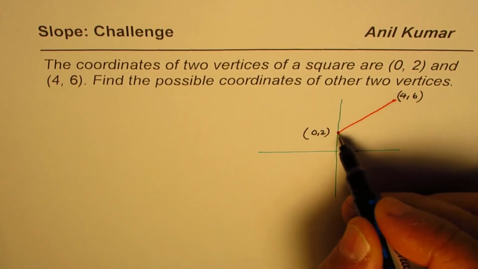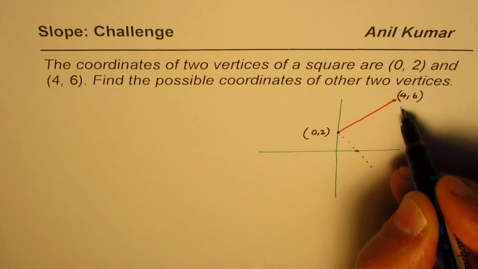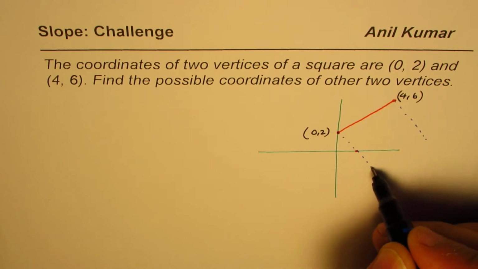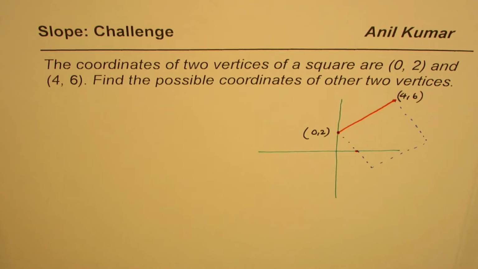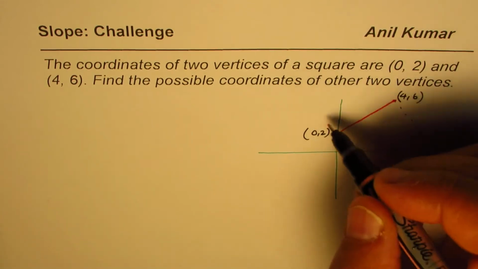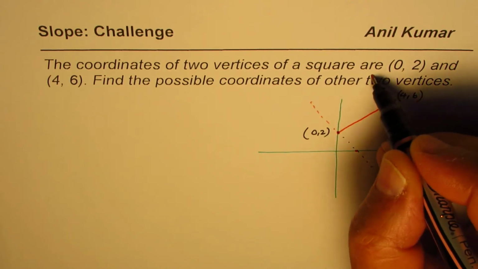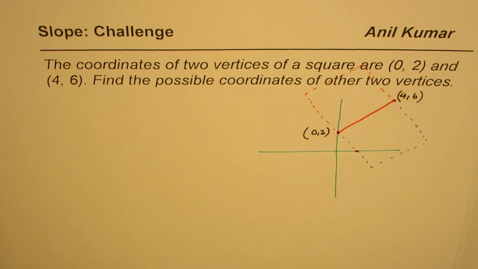So we could make a square kind of like this. Do you see that? Which will have right angles. So that could be one possible square, correct? Or we could also make one square on the other side of this line, correct? So we could also make something like this. So these are definitely two possible situations.